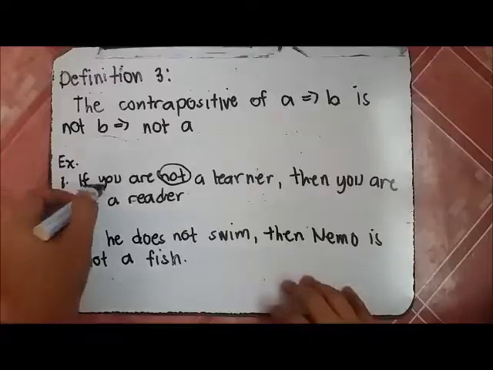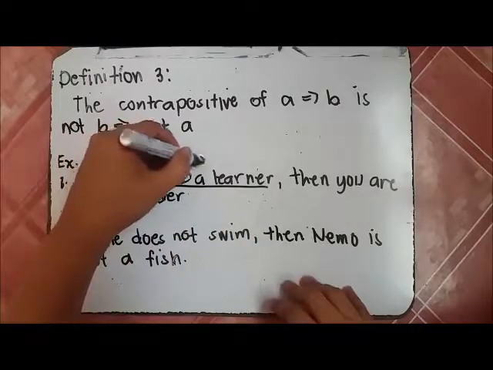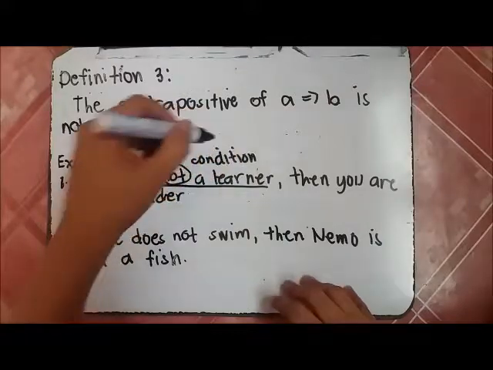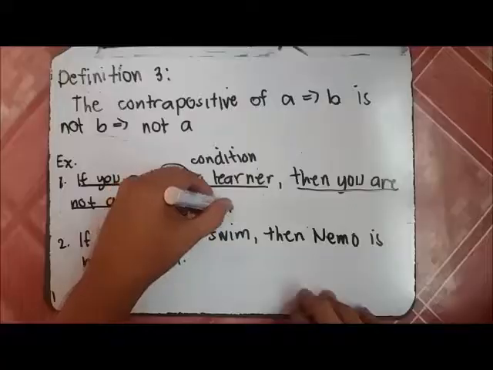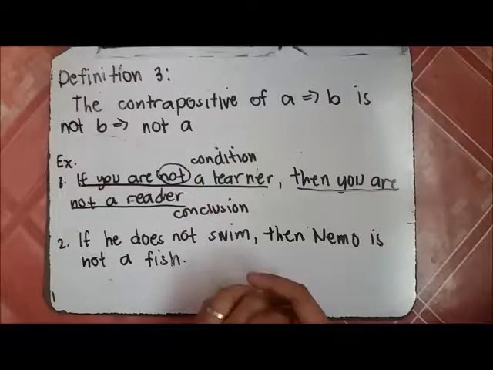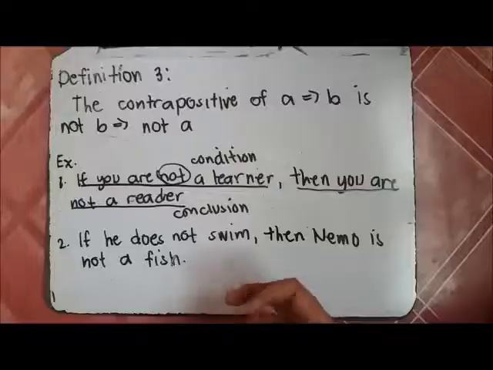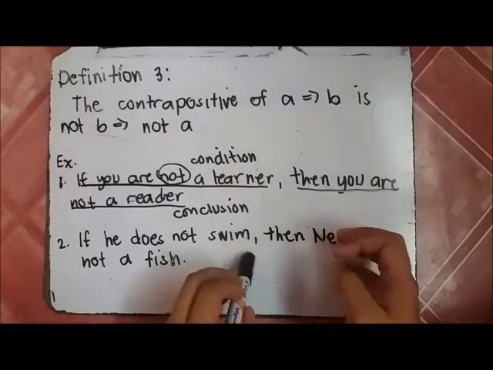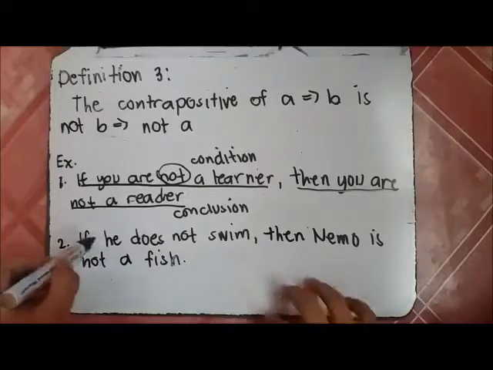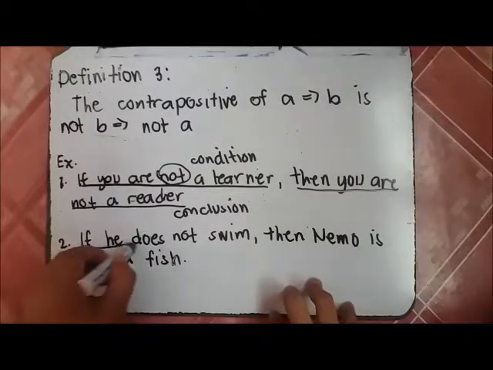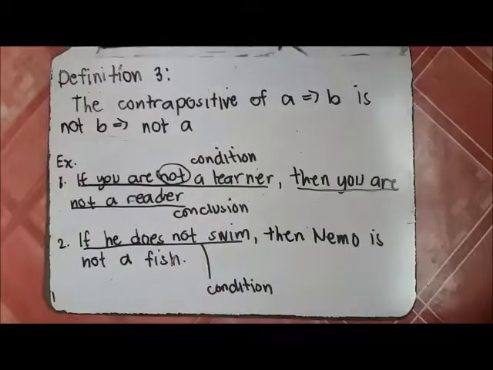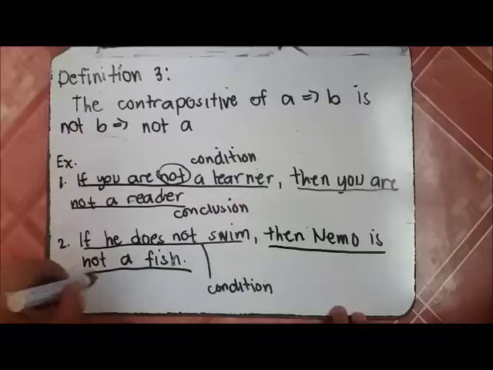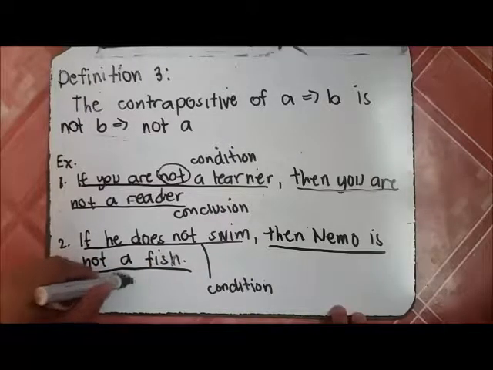So the new condition is if you are not a learner, so this is the condition of the contrapositive statement, then you are not a reader is the conclusion. So for the second example, the converse is if he swims, then he is a fish. So by denying both statements, we will get if he does not swim is the condition, then Nemo is not a fish is the conclusion.